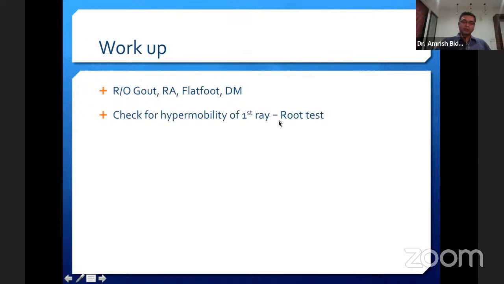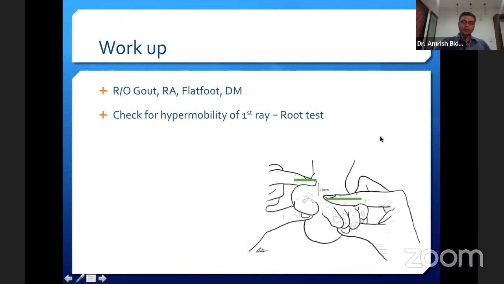And for that, you do something called a Root test. In that, what you do is you hold the lesser metatarsal heads and you hold the first metatarsal head and you see if there is any translation, if it is moving upward. Normally it does, but it is generally less than 1 centimeter.